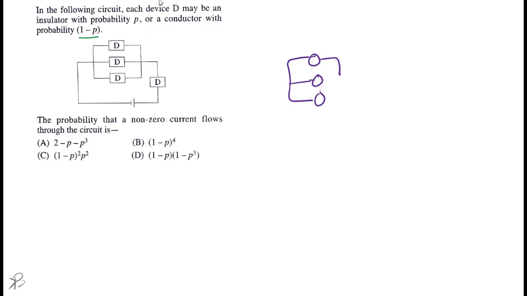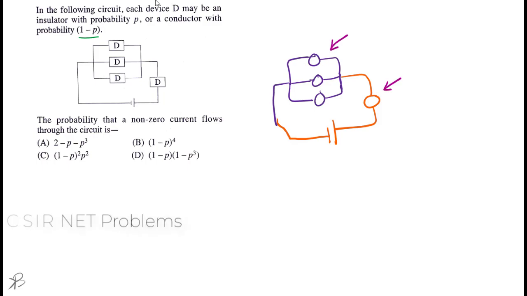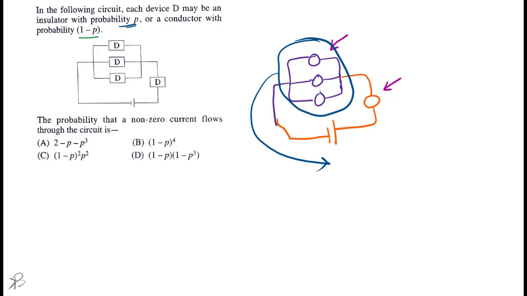Okay, so this is our circuit. This is the first part and this is the second part. Now this is one block and this is another block. If you look at this region, you will see that each individual component has a probability P. So if 3 are in parallel, the probability of being an insulator will be P cube.